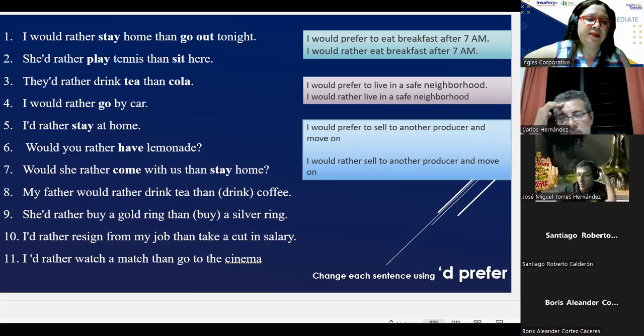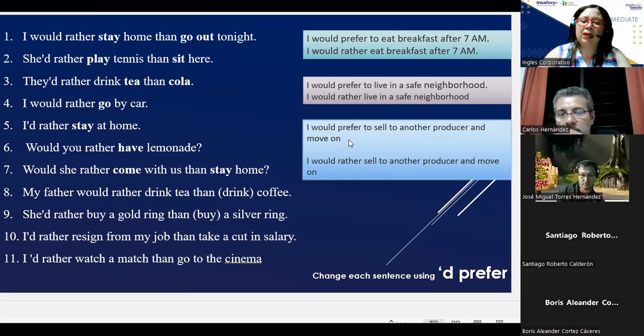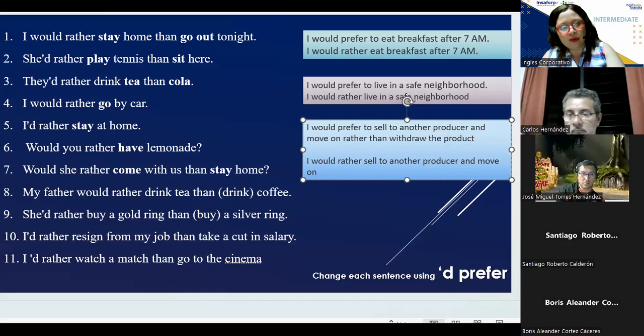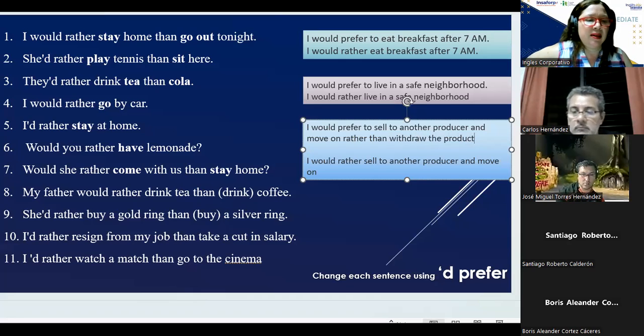Rather than walking, yes? Let's say one of these. I would prefer to sell to another producer and move on, okay? Now, "than", I can put it here, rather than stay, or rather than, let's say, withdraw the product, yes? Two different actions, then I say I would prefer to, rather than, right? Rather than. All right. Good.